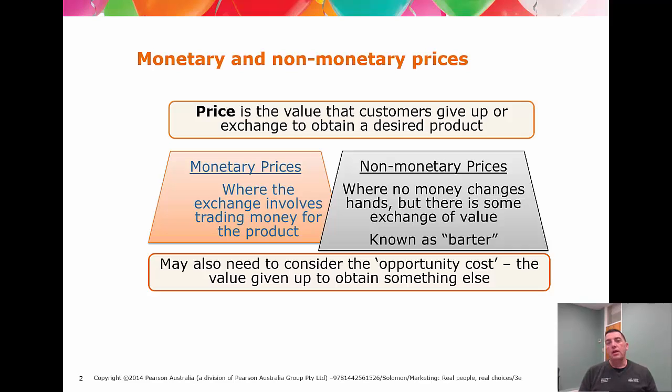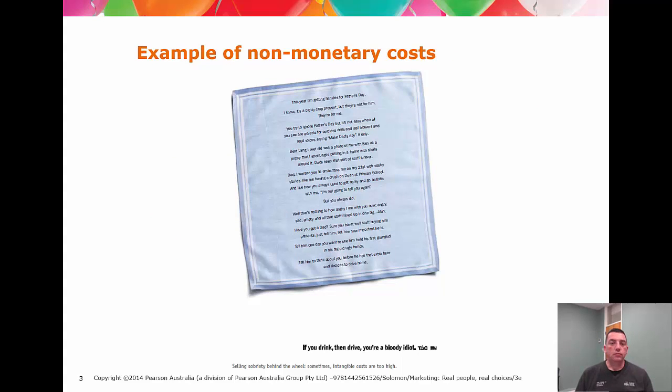So monetary is what we exchange in terms of a financial instrument for a product or brand or idea. And non-monetary, though, is where no money changes hands, but there is a cost involved to the consumer. Now, it could be a social cost or it could be a psychological cost. For example, thinking about making the decision or the product itself will be classified as a non-monetary price.